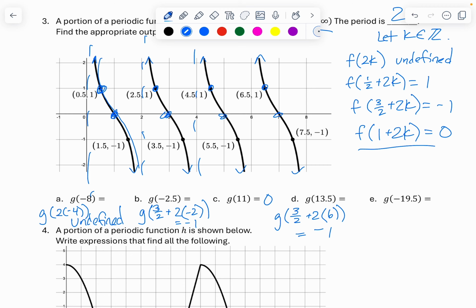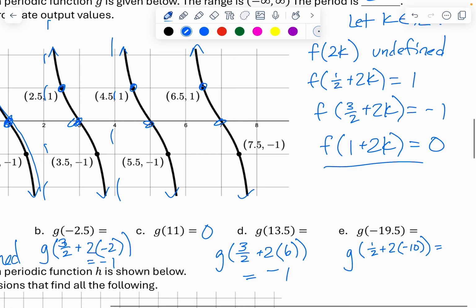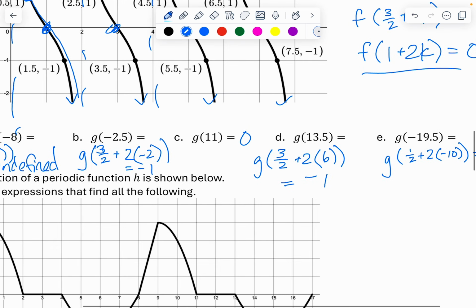-19. Okay, we're fine. It's fine. We're great. So this is going to be 1/2 more than 2 times -10, which is -20. Yes, so -20 plus 1/2 is -19.5. Okay, so then what happened when I had the 1/2 scenario? That was equal to 1.